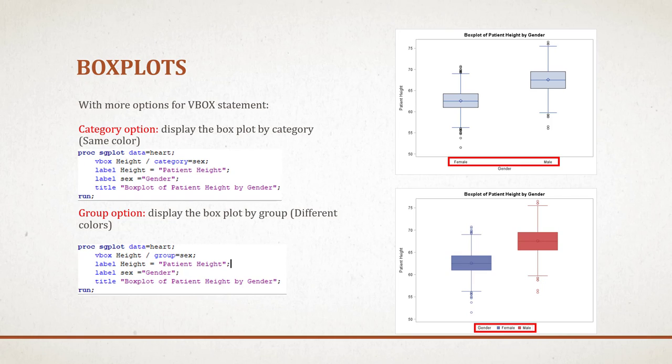If we want to look at the distribution of height by gender using the box plots, we can either use category or group option. We can see that category option generated the plot with gender value as x-axis tick marks and same color for different categories in the top plot.